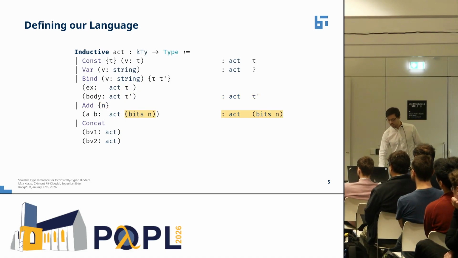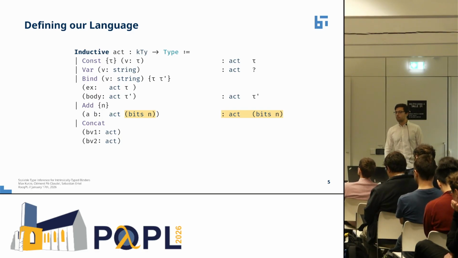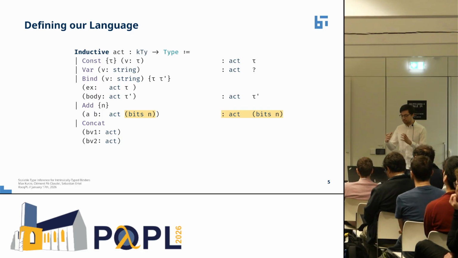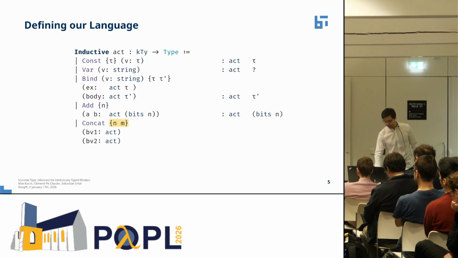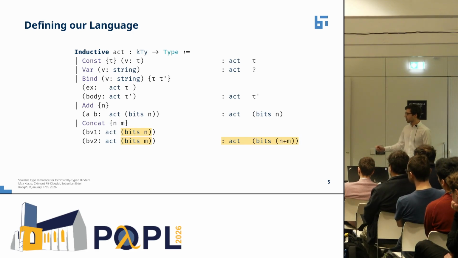And then for the addition, we would like to be a bit more specific. We only define this to be well defined if we have two operands that are bit vectors and they have to have the same length. For the concatenation, they might have different lengths, but then the return type will have their combined length.